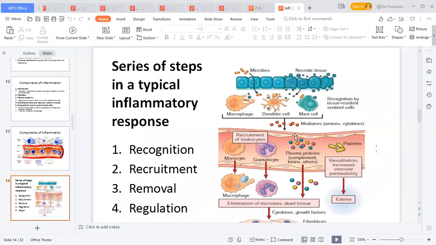So what about the series of a typical inflammatory response? There are 5 or 6 steps. What happens is that there will be recognition. That's the first thing. What does it mean when they say recognition? It means that they will know that there is an infection somewhere, there is a bacteria somewhere. That is recognition. And then recruitment.